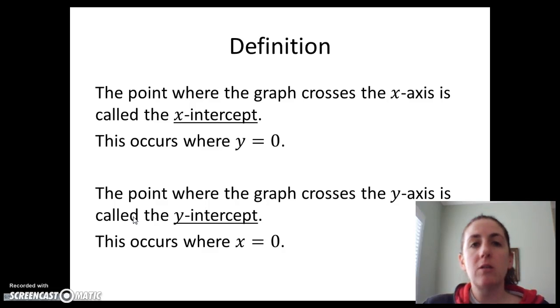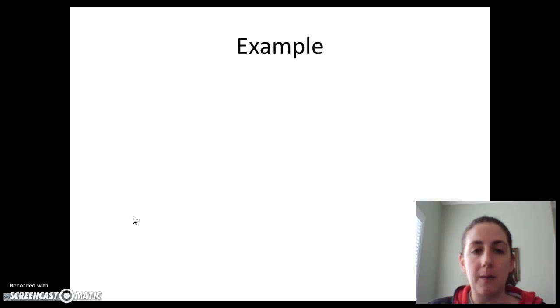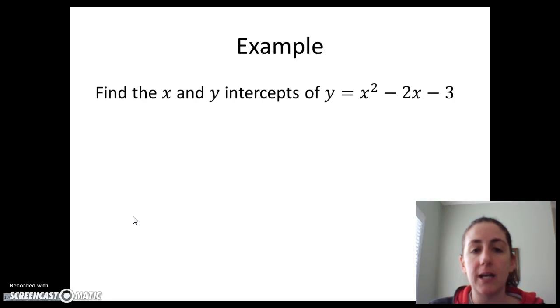So you can actually use this definition to help you figure out how you would find the x and y intercepts. So let's find the x and y intercepts of y equals x squared minus 2x minus 3.